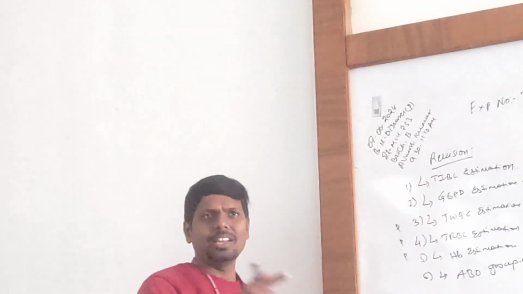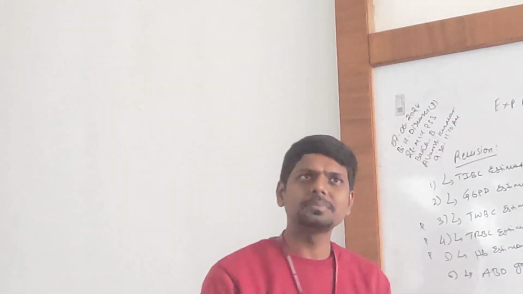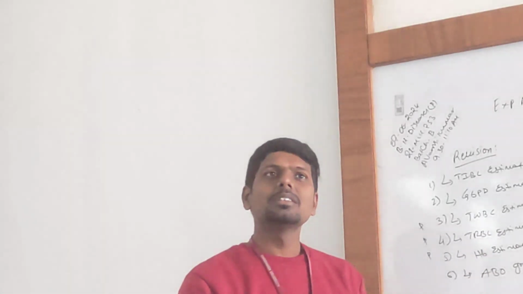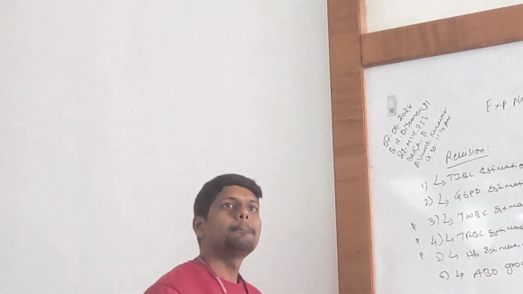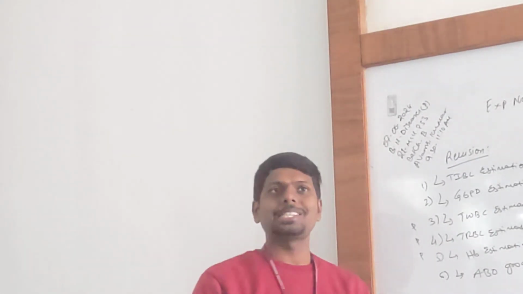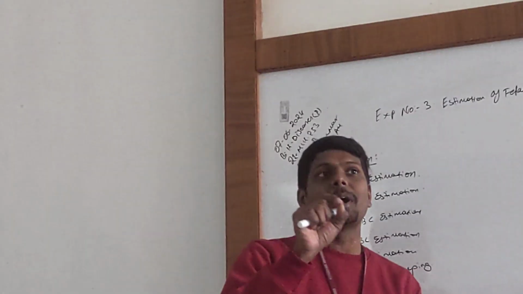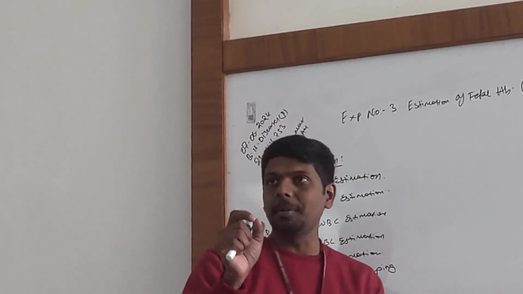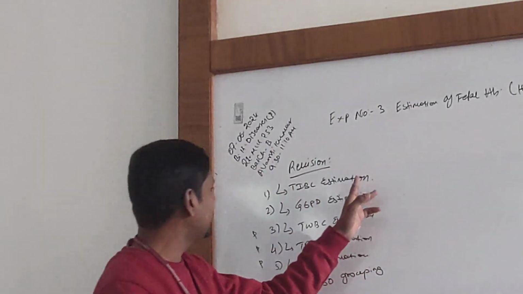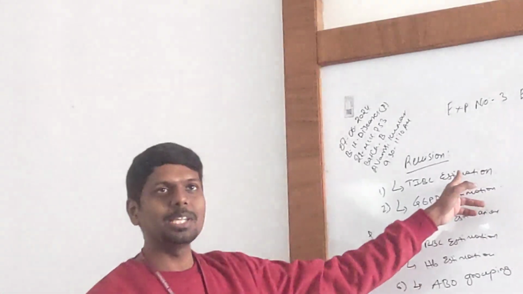In TIBC, we are indirectly detecting what? Iron binding capacity. We are not detecting iron levels. Rather, we are detecting iron binding protein. The iron binding capacity of the blood is estimated in TIBC.